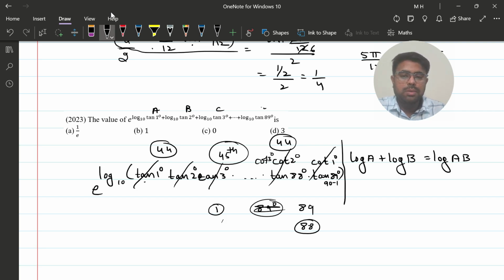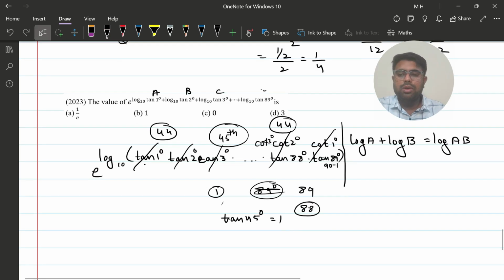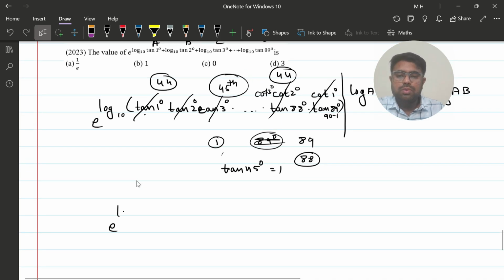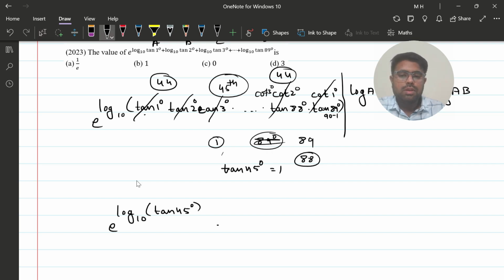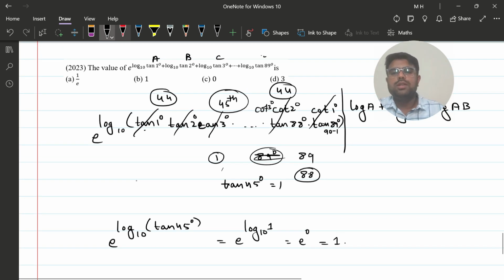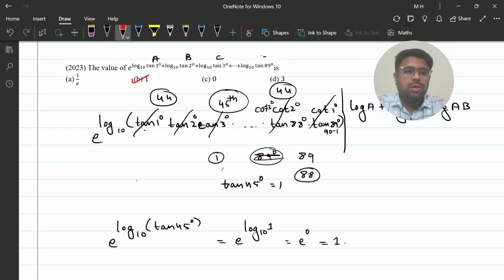What is the 45th term? It is tan 45 degrees. What is tan 45? 1. So therefore, what I am going to get here is e raised to log of tan 45 degrees to the base 10, which is equal to e raised to log 1 to the base 10. So log 1 to any base is always 0. So therefore, it is e raised to 0, which is equal to 1. So the answer to this question is option B, that is equal to 1.